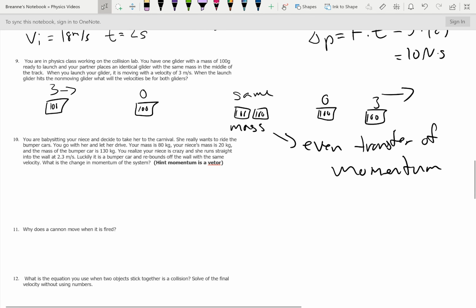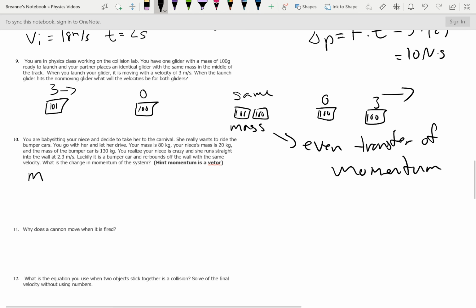You are babysitting your niece and decide to take her to the carnival. She really wants to ride the bumper cars. You go with her and let her drive. Your mass is 80 kilograms, your niece's mass is 20 kilograms, and the mass of the bumper car is 130 kilograms. You realize your niece is crazy, and she starts running into the wall at 2.3 meters per second. Luckily, it is a bumper car and rebounds off the wall with the same velocity. What is the change in momentum of the system? Hint, momentum is a vector, which I misspelled because I'm talented like that. So momentum is a vector.